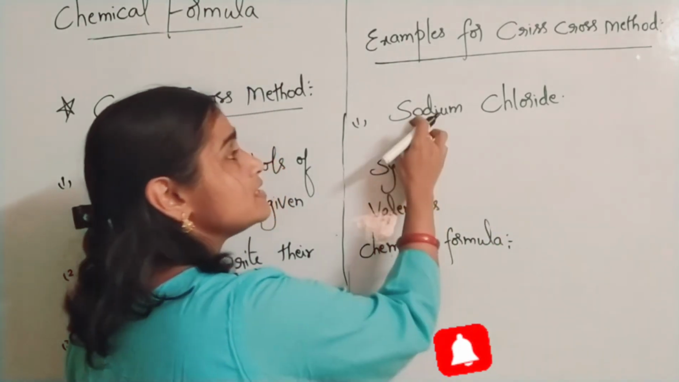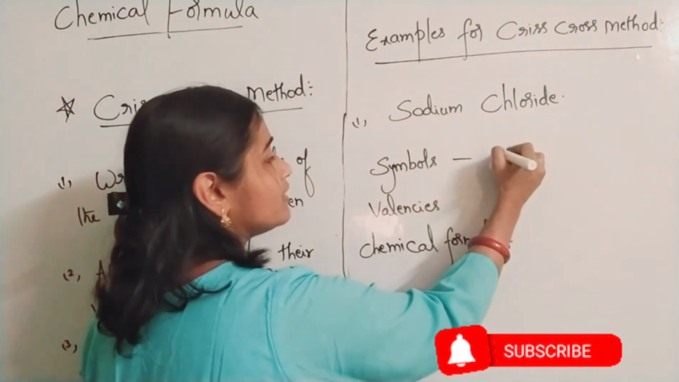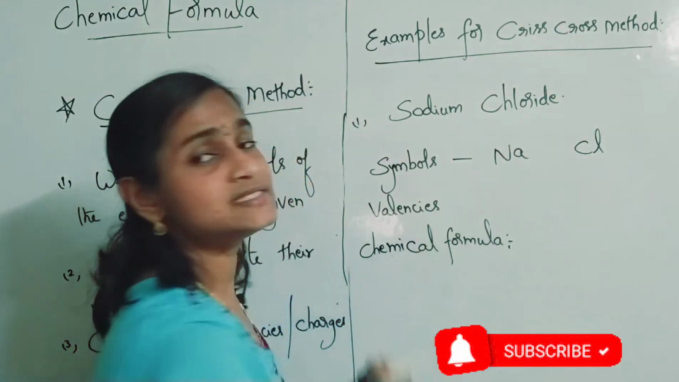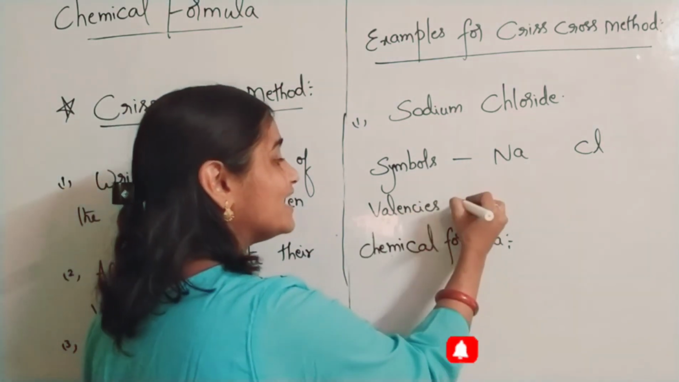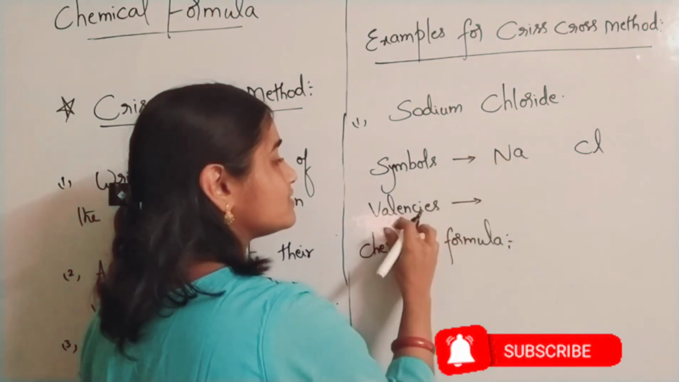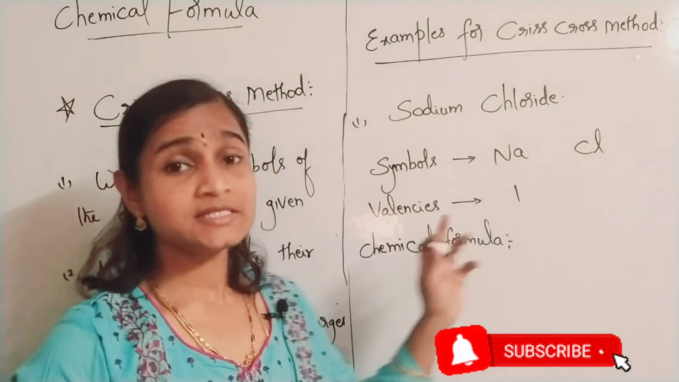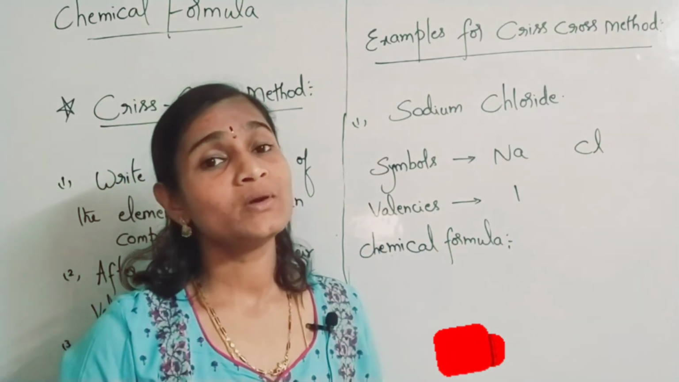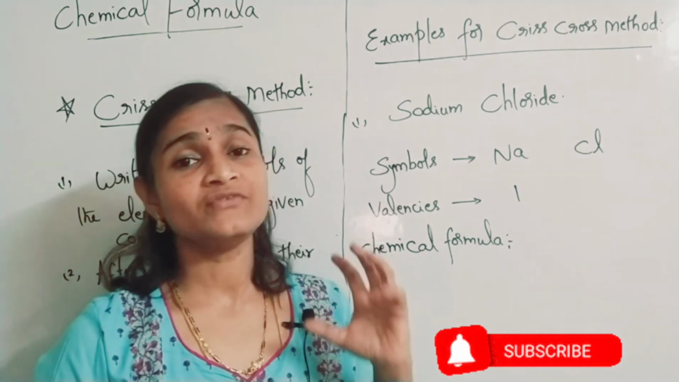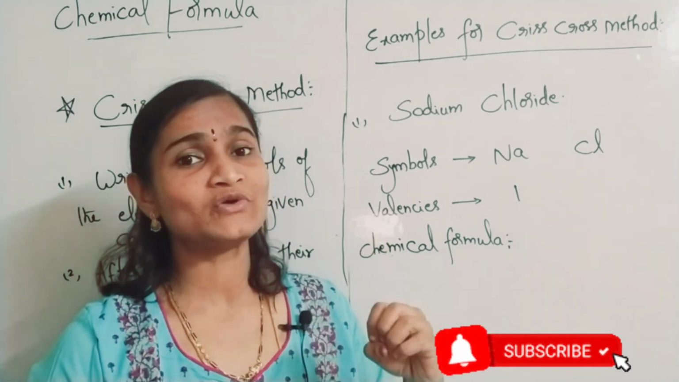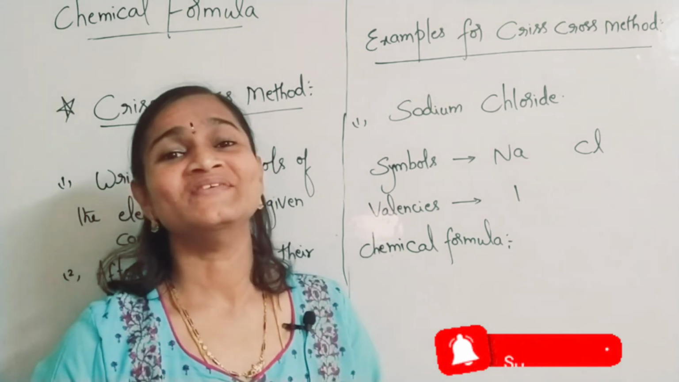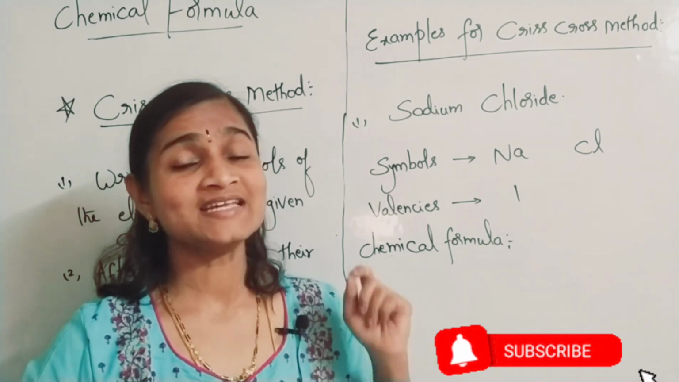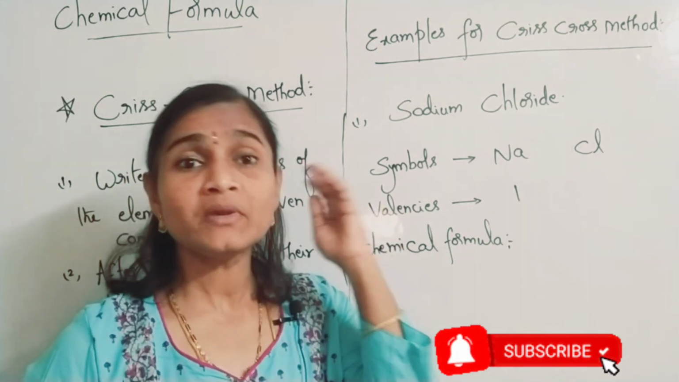Let us see. Sodium symbol Na, chlorine symbol Cl. After writing the symbols, write their valencies also. Sodium valency 1, this you have to remember. You have to know about the valencies. At the same time, if you are speaking about ions, you have to know about their charges also. That's why you have to watch my previous video. To understand this better, you have to memorize certain things.